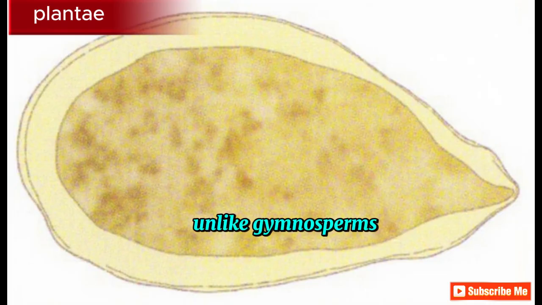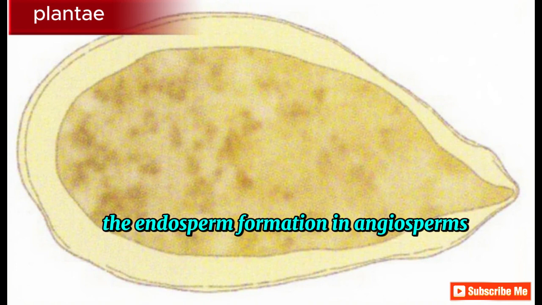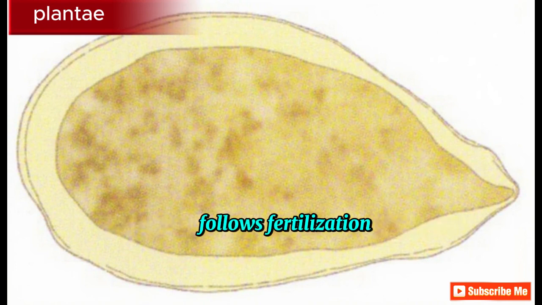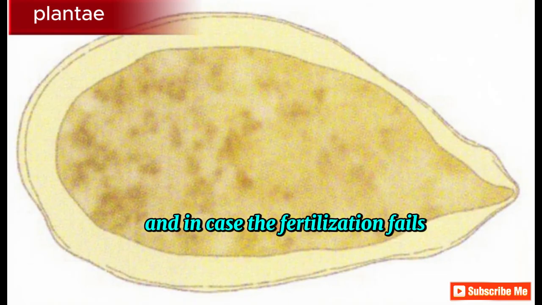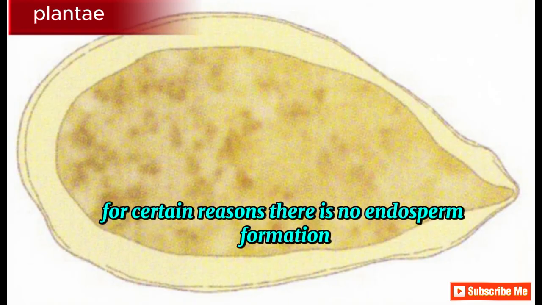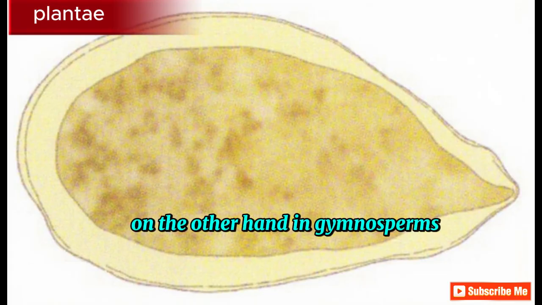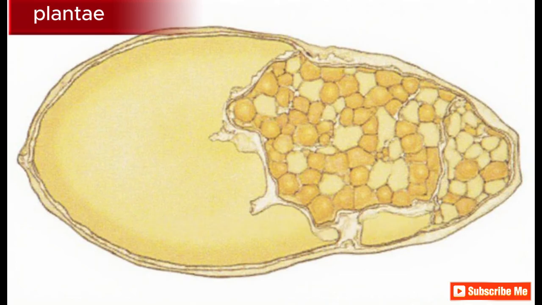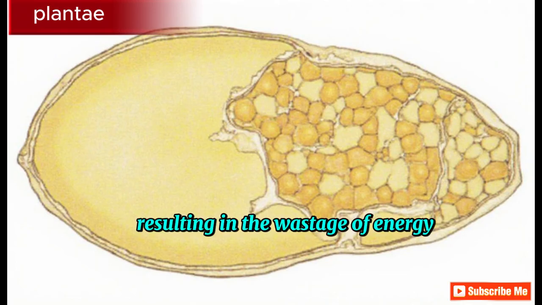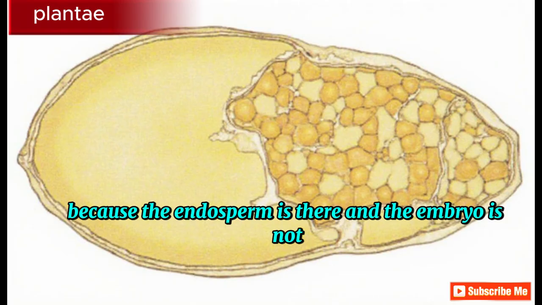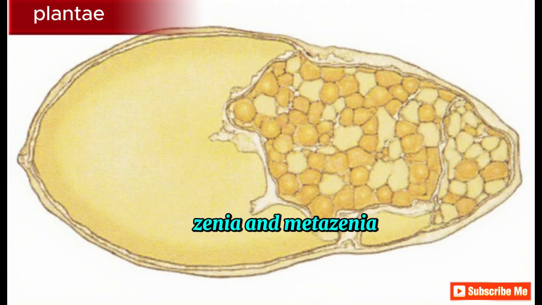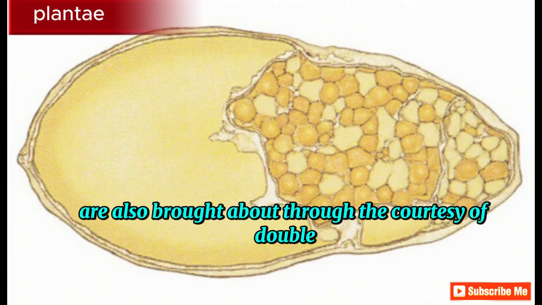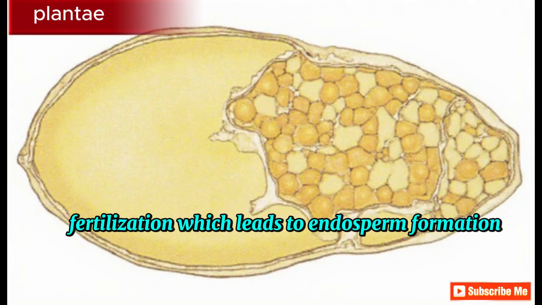Unlike gymnosperms, the endosperm formation in angiosperms follows fertilization, and in case the fertilization fails for certain reasons, there is no endosperm formation. On the other hand, in gymnosperms, the endosperm formation is not linked with fertilization, resulting in the wastage of energy, because the endosperm is there and the embryo is not. Xenia and metaxenia are also brought about through the courtesy of double fertilization, which leads to endosperm formation.